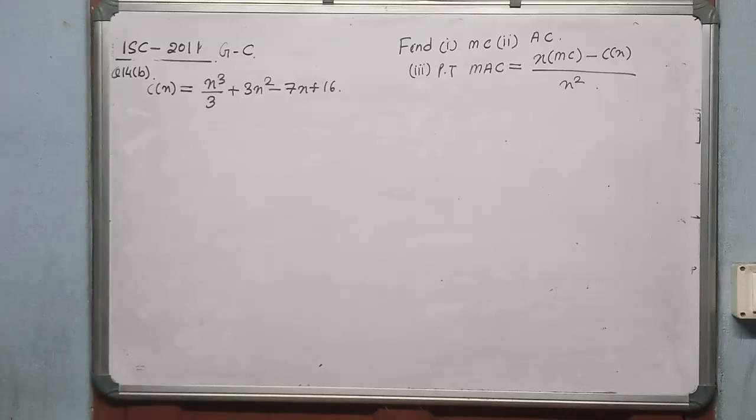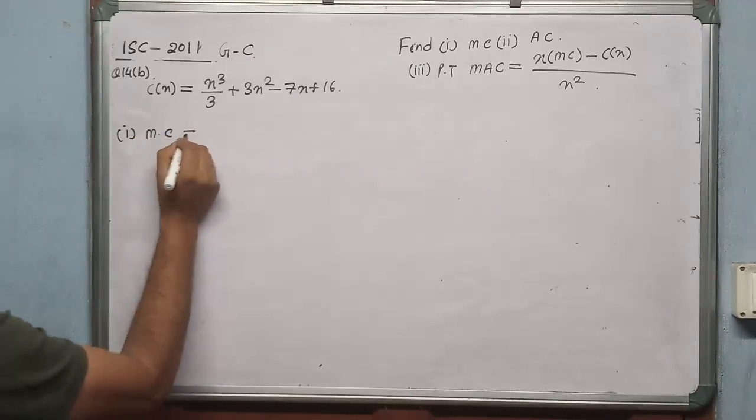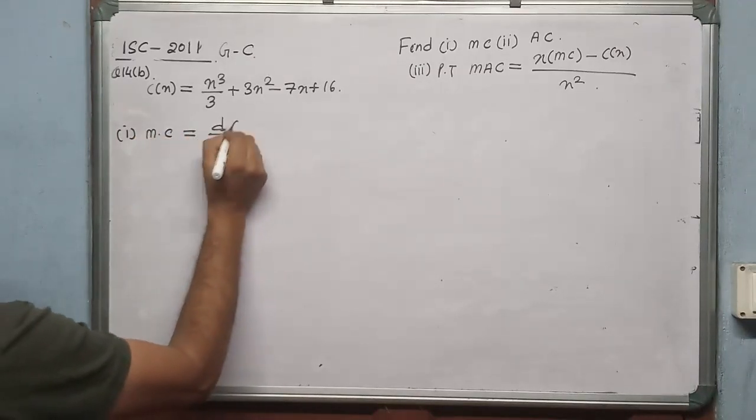Now another important question, ISC 2011, question number 14b. The cost function is given in this question. Find marginal cost, average cost, and number 3 section is important. Prove that MAC, means marginal average cost, is equal to x into marginal cost minus cost, divided by x squared. This relation we have to prove. Now first of all, I'll calculate the marginal cost. To calculate the marginal cost, it is d by dx of cost.